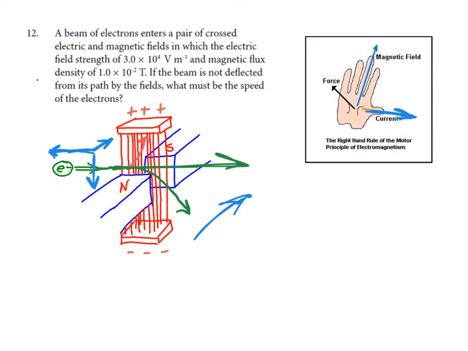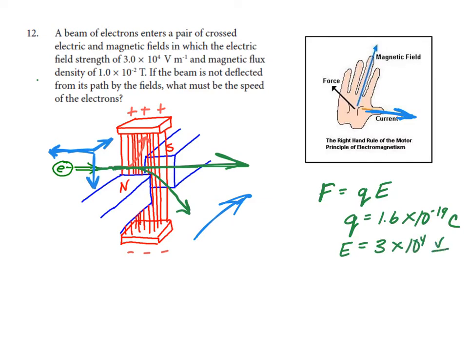All right, now we need a couple of equations. For the electric field, the force is going to be equal to Q times the electric field. Now we're talking about an electron, so Q is going to be 1.6 times 10 to the minus 19 coulombs. The electric field they give us is 3 times 10 to the 4 volts per meter. So we can figure out the force that the electron experiences.